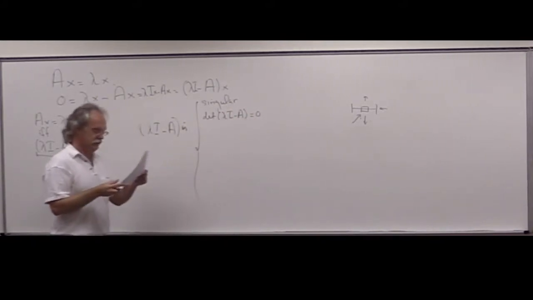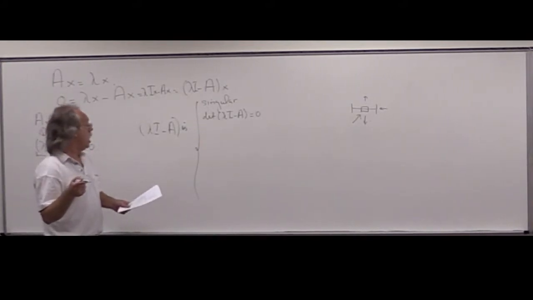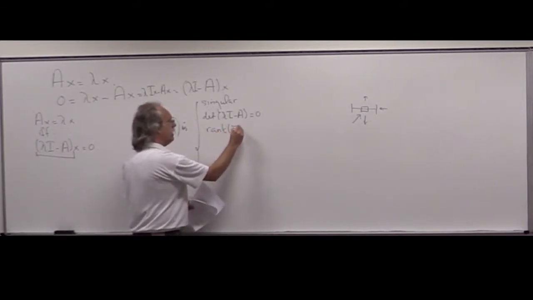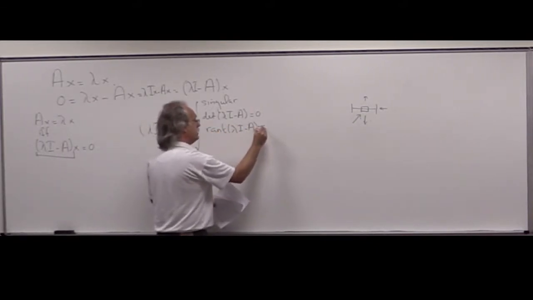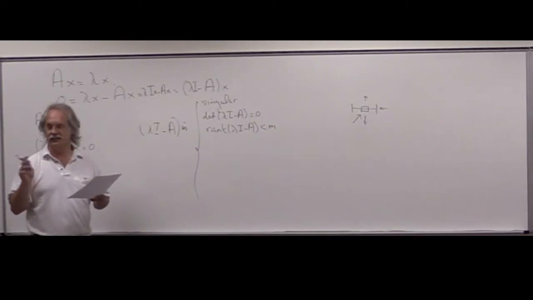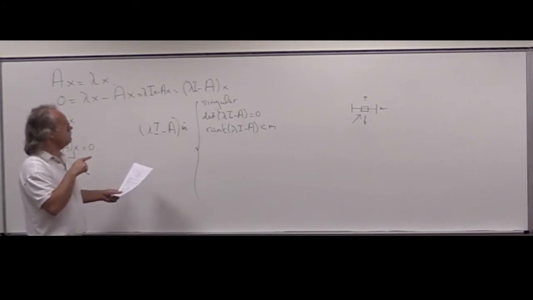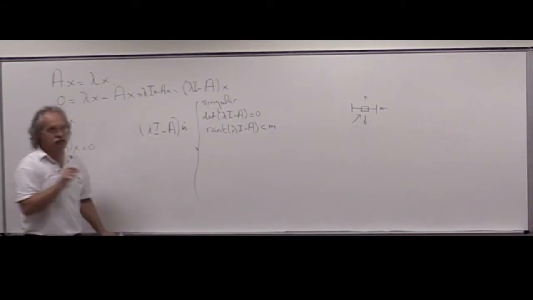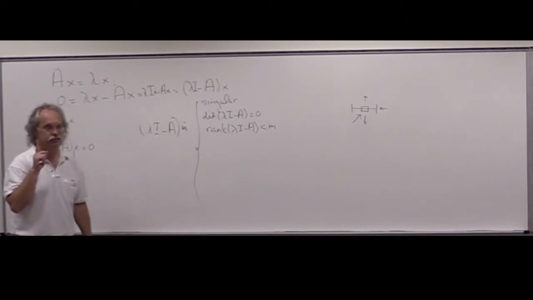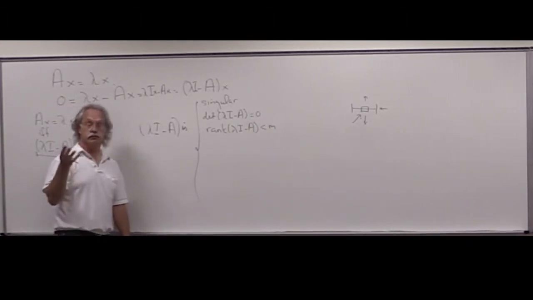What else? Rank. Let's say that the rank of lambda I minus A is less than n. Good. Another one? This matrix has to have a singular value of 0. We'll get to that point later. This is sometimes called a shifted matrix, and what we're saying is the shifted matrix must have a 0 eigenvalue.